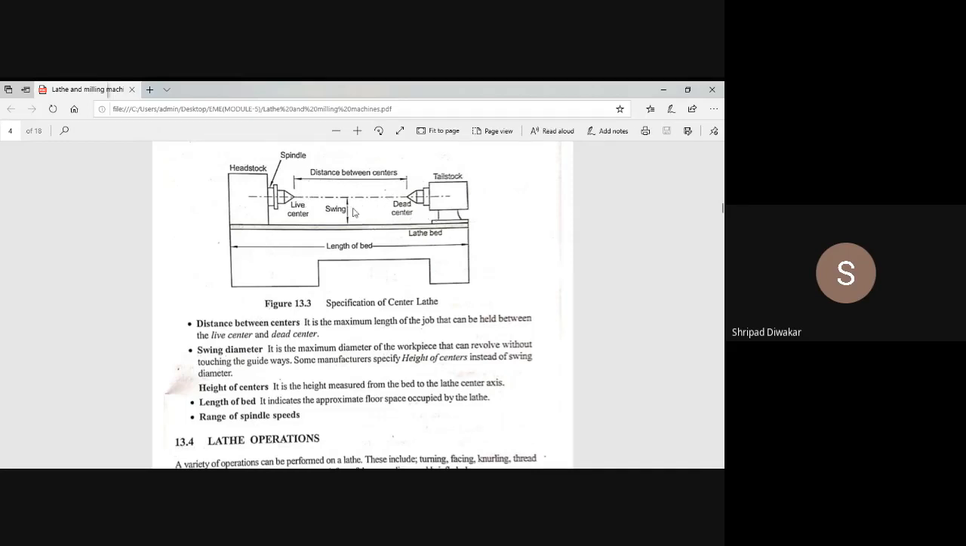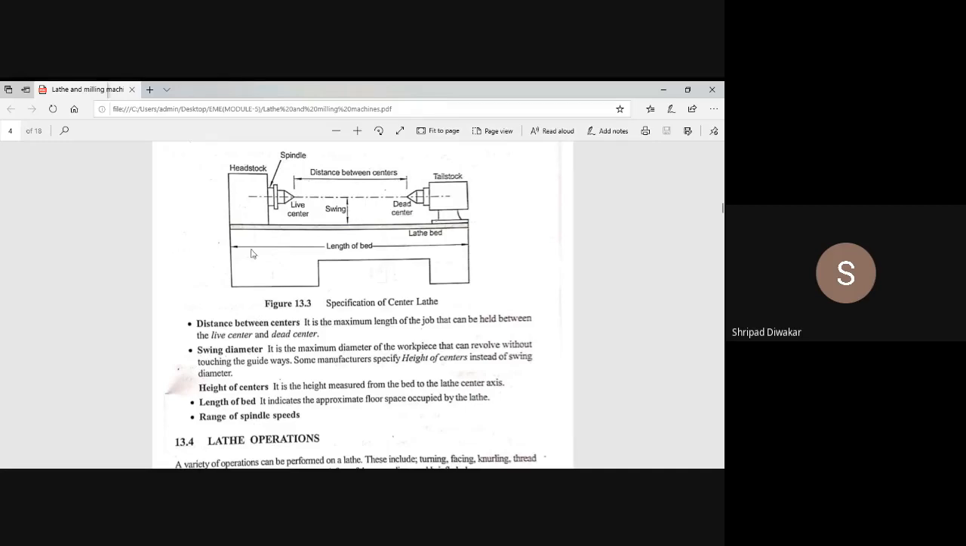Second one, swing diameter. Swing diameter is the distance from the lathe bed to the axis of the headstock and tailstock, meaning how much diameter we can hold in the lathe machine. First one is distance between centers, the maximum length of the job we can hold between the two centers. Swing diameter means the maximum diameter of the job we can hold in the lathe machine, or it is also called height of center. The naming is the same. It is the height measured from the bed to the center of the lathe axis. This is the second specification.